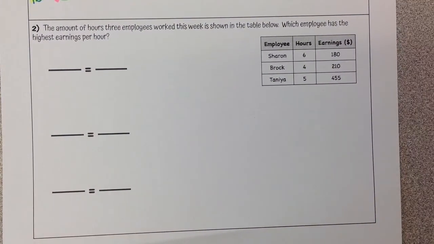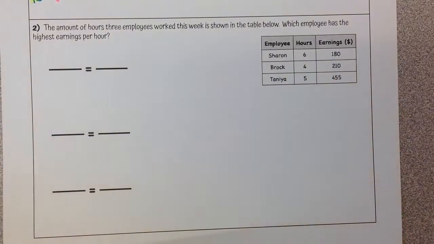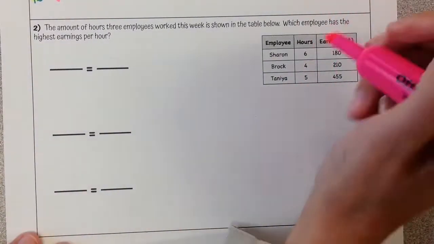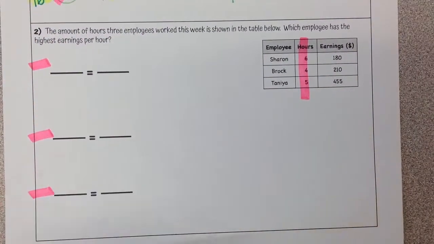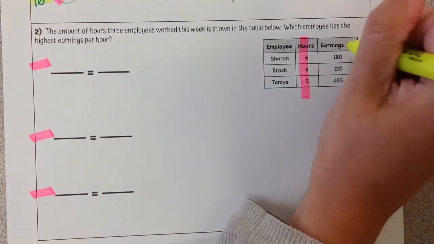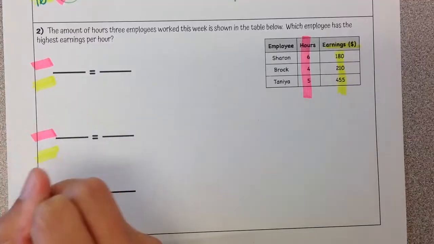All right. Number 2, the amount of hours 3 employees worked this week is shown in the table below. Which employee had the highest earnings per hour? So again, we are comparing 3 things here. We're comparing Sharon, Brock, and Tanaya. The 2 units that we are comparing are hours, which I'm going to put on top, and earnings, or our money, which I'm going to put on bottom here.